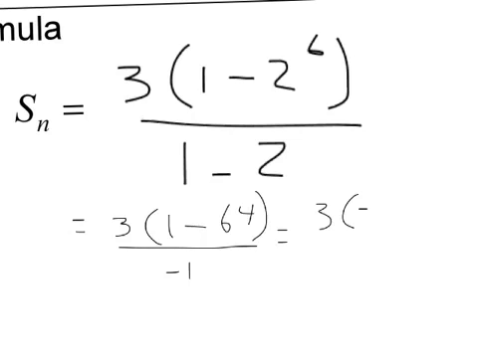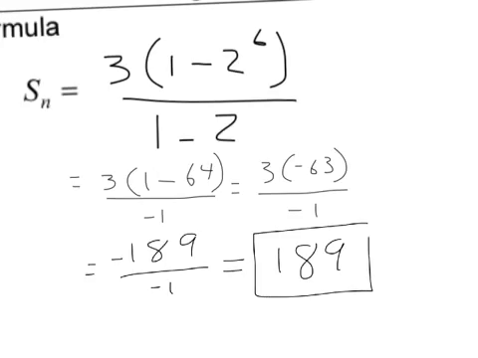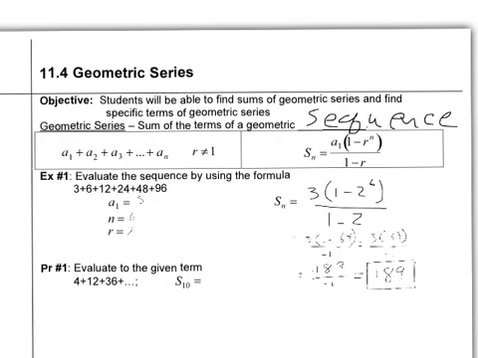So that means this is 3 times negative 63 over negative 1. And 3 times negative 63 is going to be negative 189 over negative 1, which just turns into positive 189. There we go. And now we found the sum of those numbers. And if we add those 6 numbers together, we should end up with 189 as well. We could check our work. Now, obviously, we could have just added those 6, but we're going to get ones where there's a lot more than 6 terms, and so we'll have to use the formula.